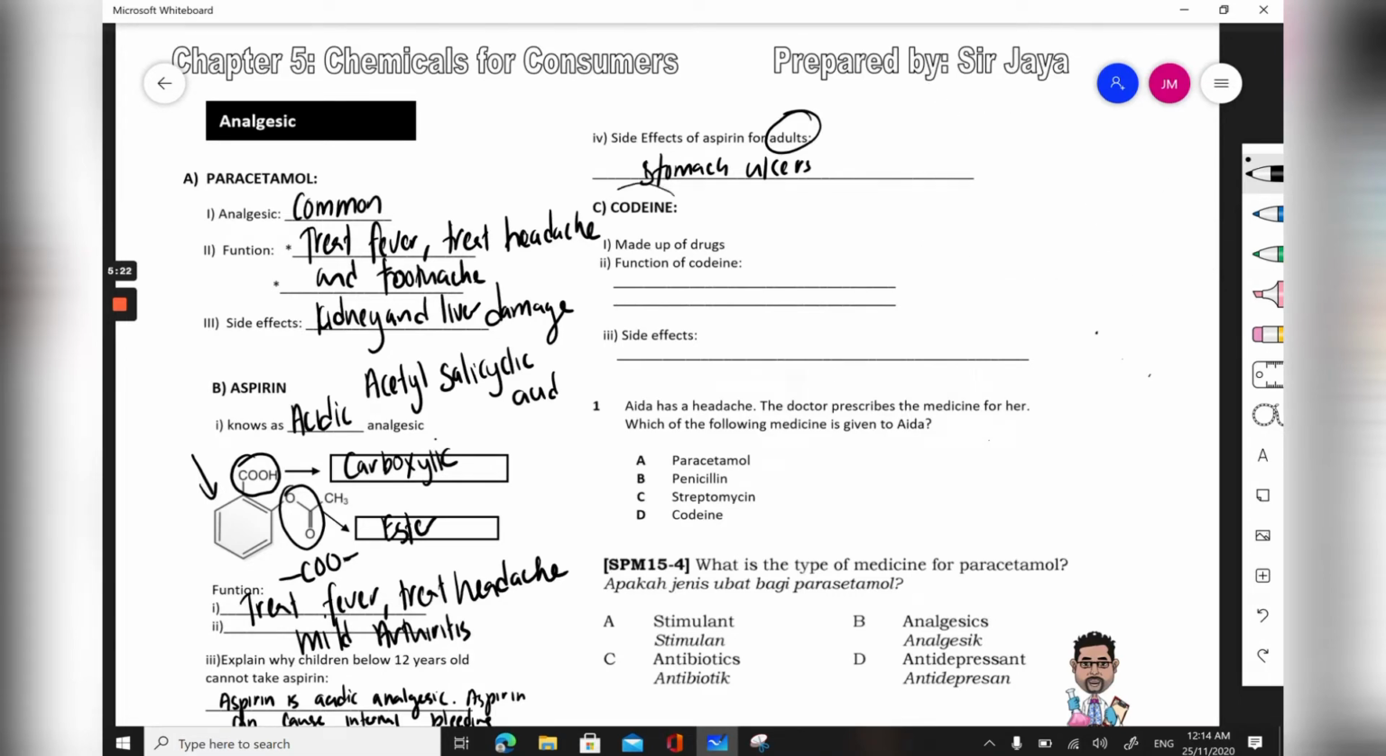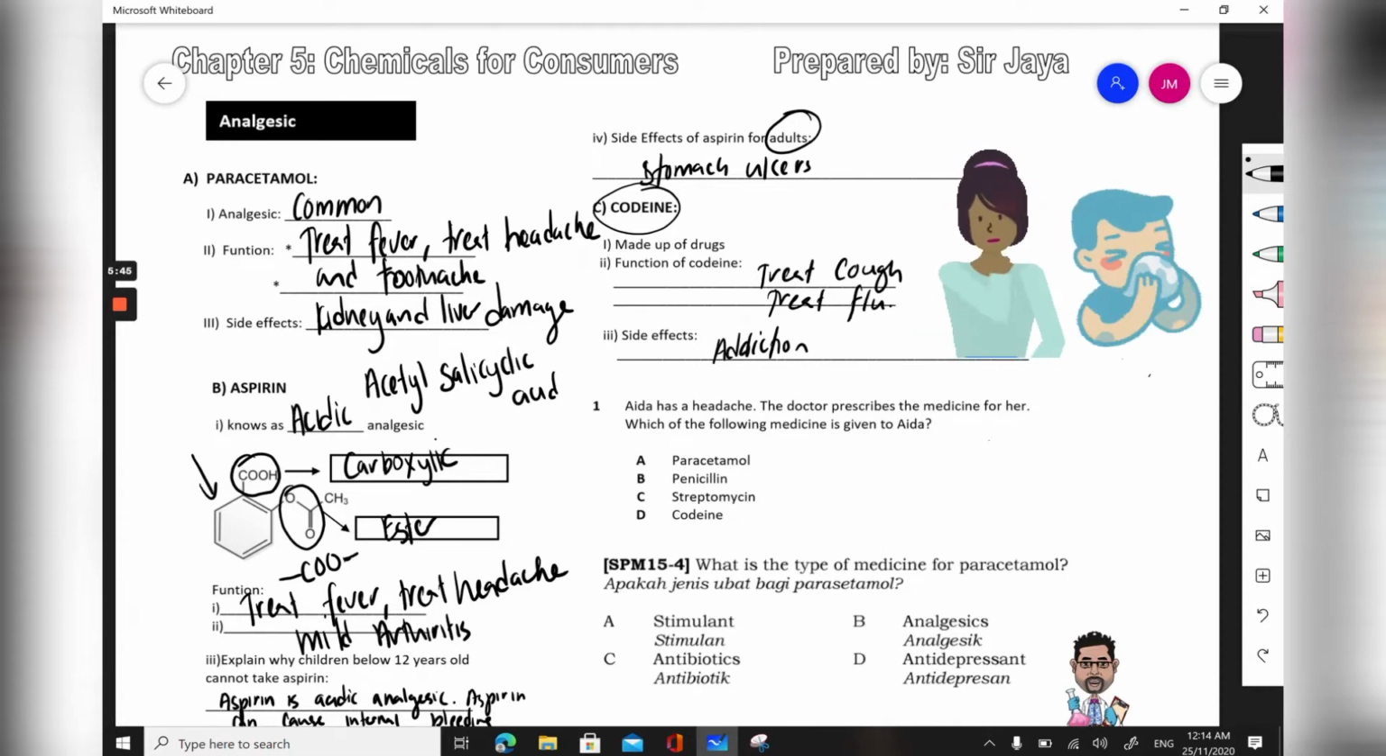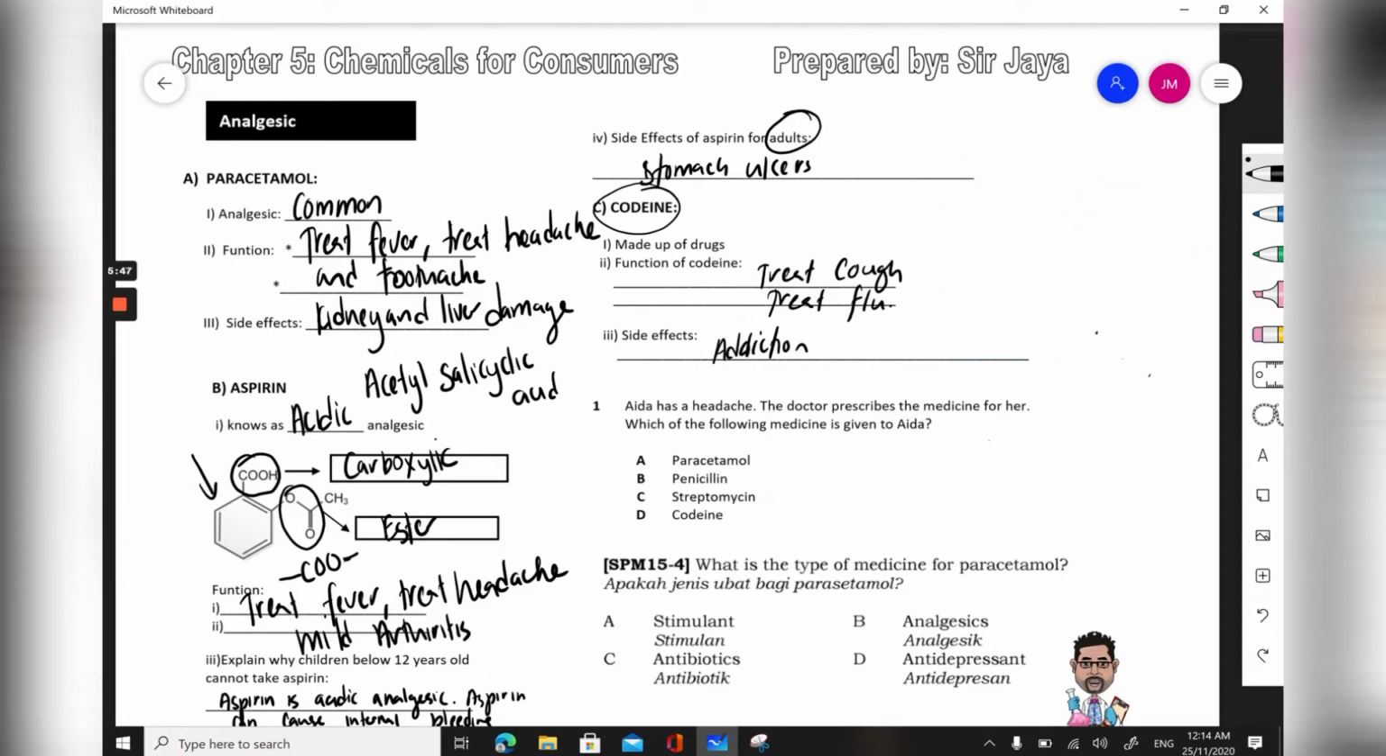Okay, we'll move on to the third example of analgesic, which is known as codeine. Codeine is made up of drugs, so the side effect of codeine is that it can cause addiction. It's a cough medicine. Codeine is used to treat cough and also used to treat flu. Okay, so that was the first example class of modern medicine, known as analgesic.